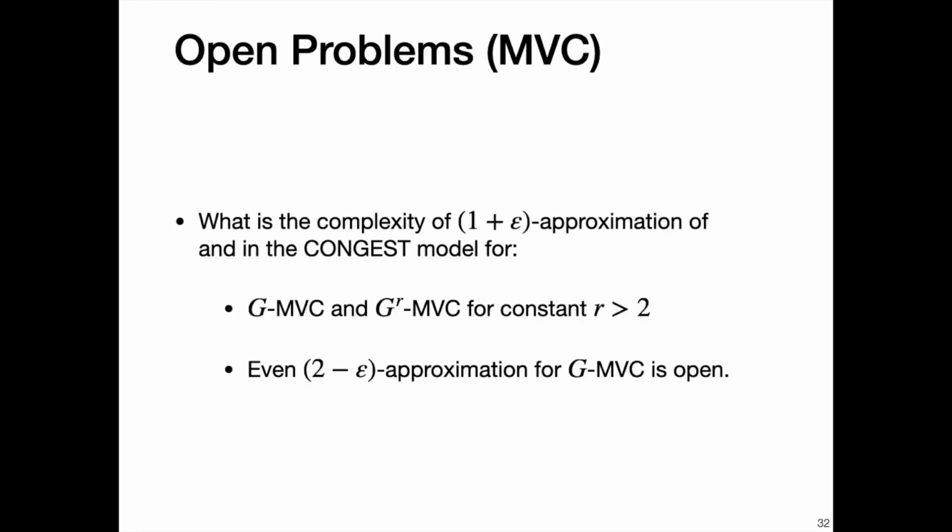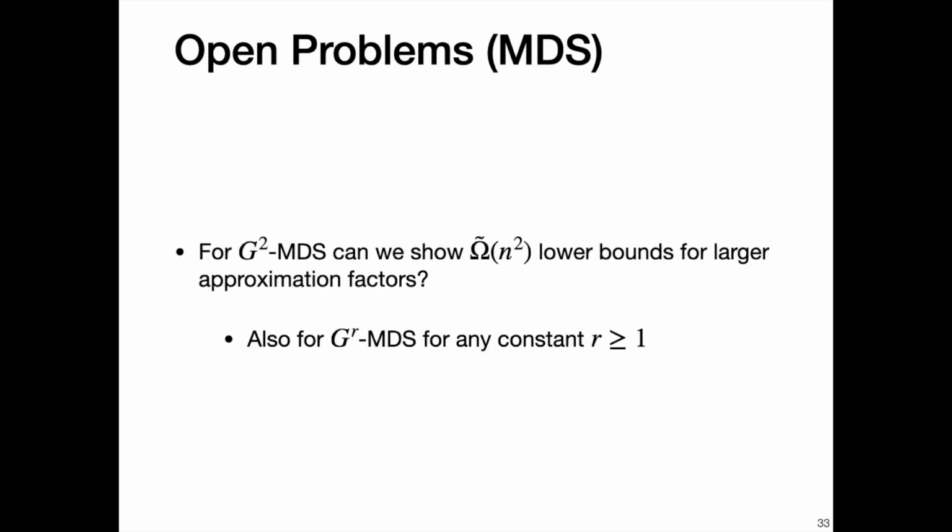Let me end by stating some open problems. For vertex cover, our 1 plus epsilon approximation algorithm only works on G squared. So can we say something about G or G to the r for r greater than 2? Even getting an approximation factor slightly below 2 would be interesting here. For dominating set, can we extend the n squared lower bound for larger approximation factors? Also, studying the same question for G and general powers of G is open.